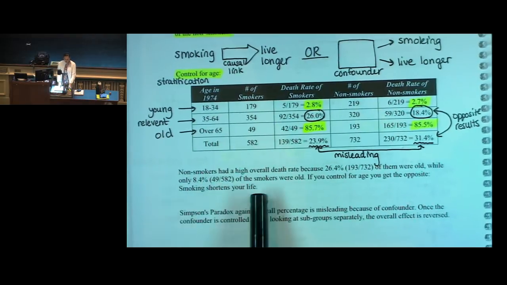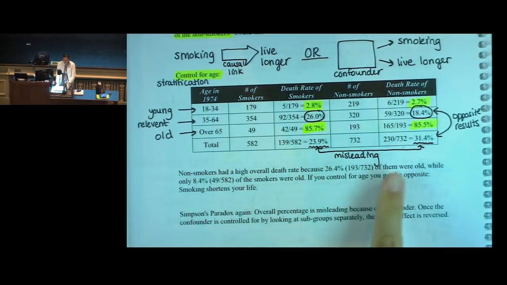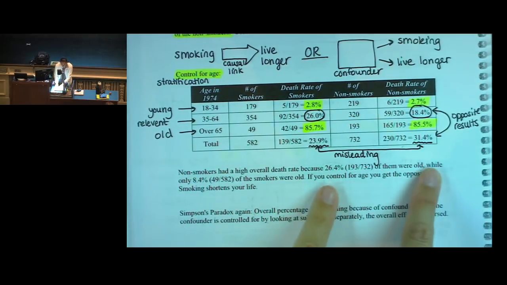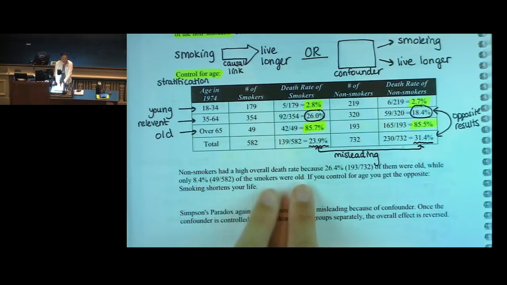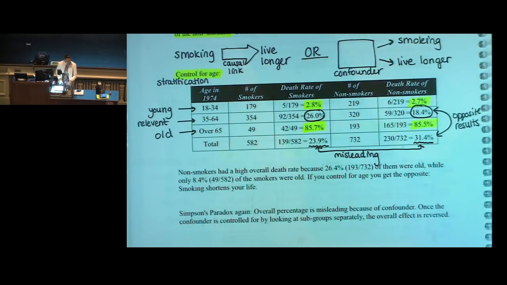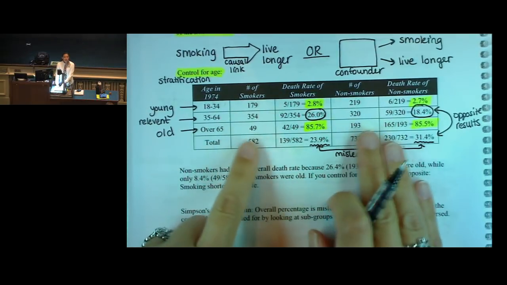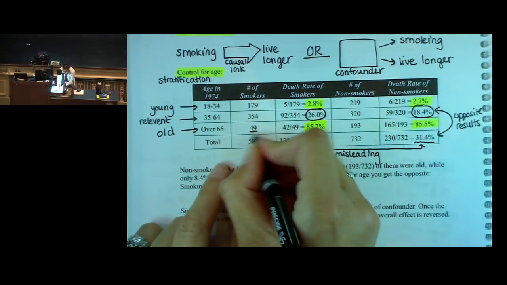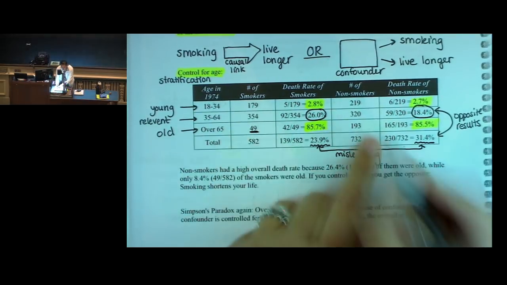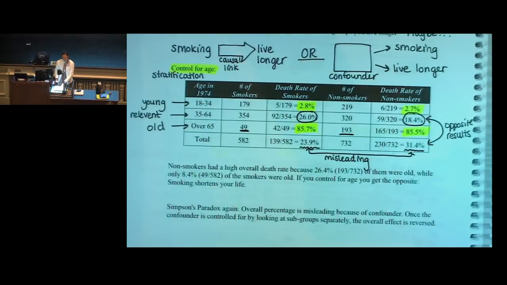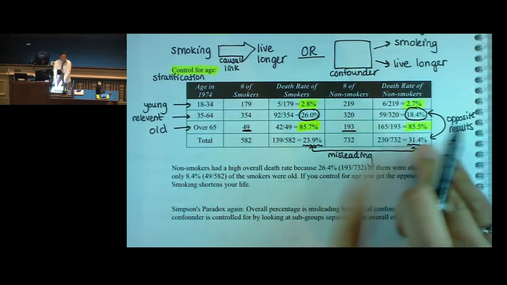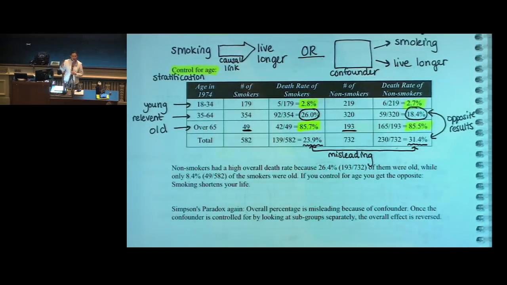So they're telling us non-smokers had a higher overall death rate because 26% of them were old, while only 8.4% of the smokers were old. Why did this happen? Older people have the higher death rate. Look at these numbers. Among the smokers, there's only 49 that are old, whereas among the non-smokers, there are a lot more old people. So because there are a lot more old people, that's making this overall death rate look higher.